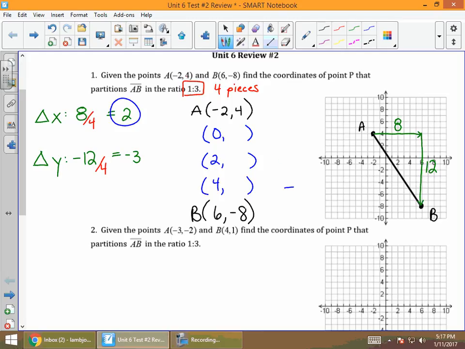All right, now I'm going to go to my y values. My first y value is 4, and I want to change my y's. I change a y by subtracting 3, -3. So 4 minus 3 is 1. 1 minus 3 is -2. -2 minus 3 is -5. And -5 minus 3 is -8.